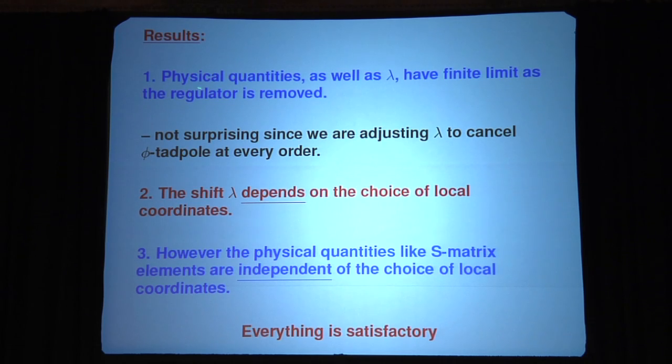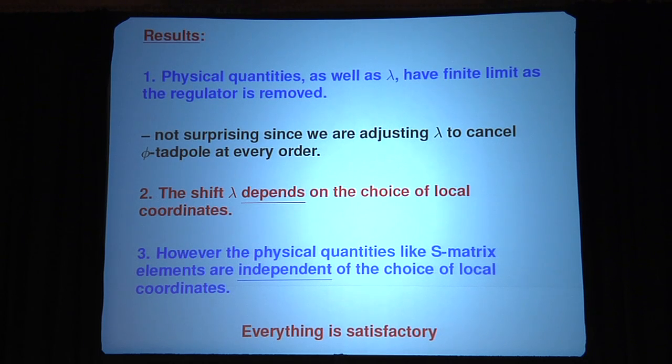So, first of all, we find that physical quantities as well as lambda do have a finite limit as the regulator is removed. This is not so surprising because after all we are adjusting lambda to cancel the phi tadpole at every order, and the source of the divergence was the tadpole of phi.